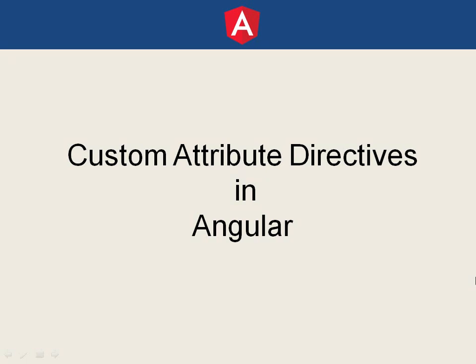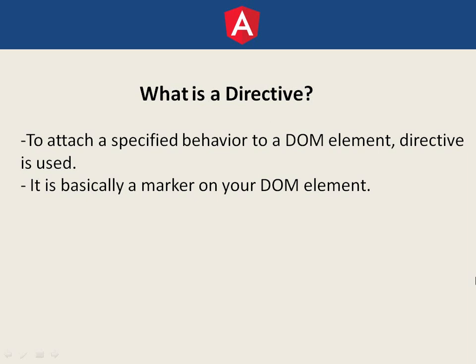Hello everyone. In today's video, we'll see how to create a custom attribute directive in Angular. So to start with, we need to understand what exactly a directive is. Whenever you want your HTML element to behave in a certain manner, you use directives. A directive is basically used to attach a specified behavior to your document object model element. It's like a marker on your DOM element.